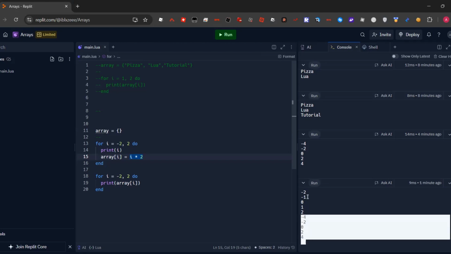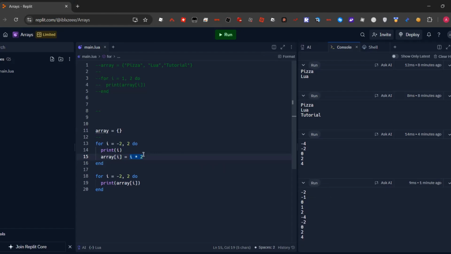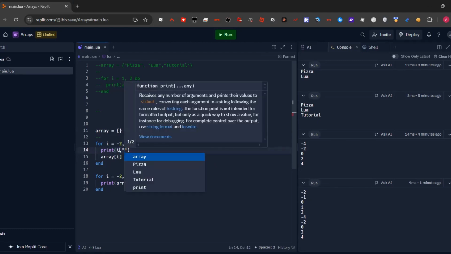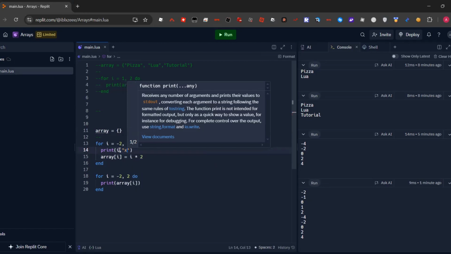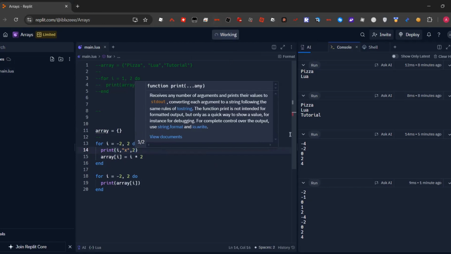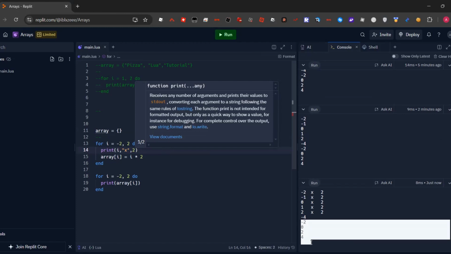First are the values of I, and then we just multiply these values by 2. For your understanding, we can print like this. So now you will understand the output. See, -2 times 2, -1 times 2, 0 times 2, 1 times 2, 2 times 2. Now you understand the output.